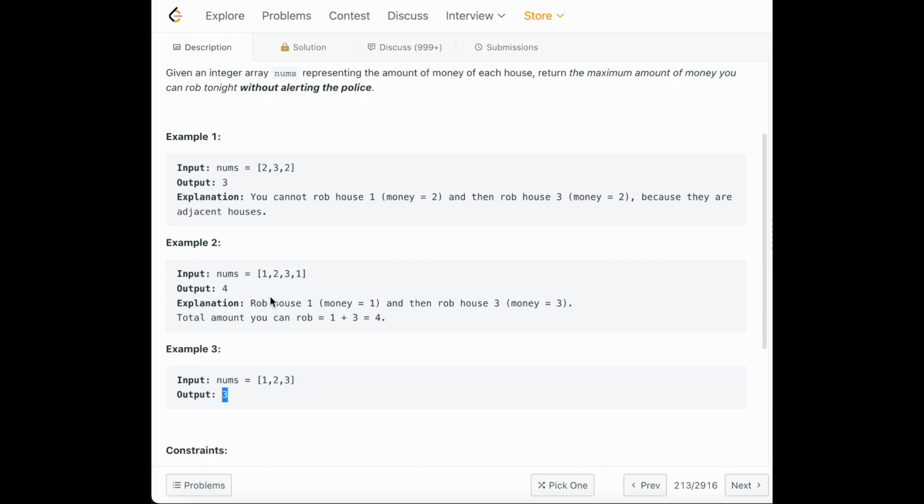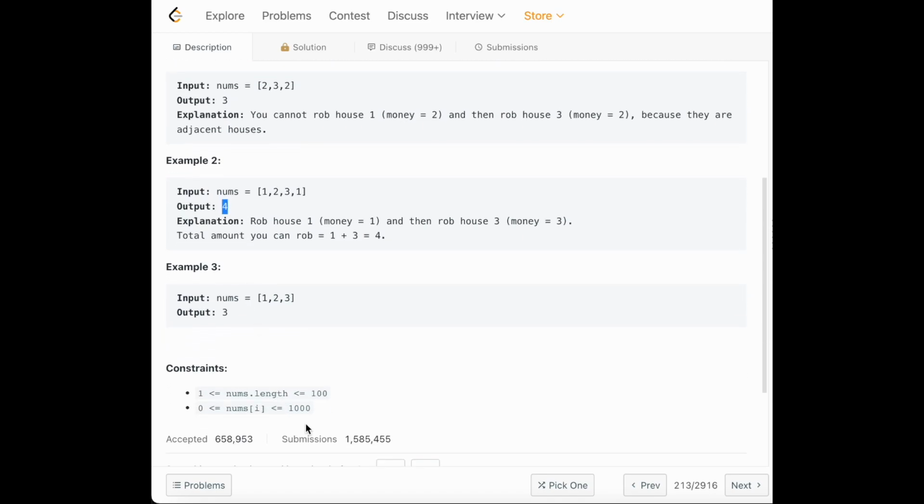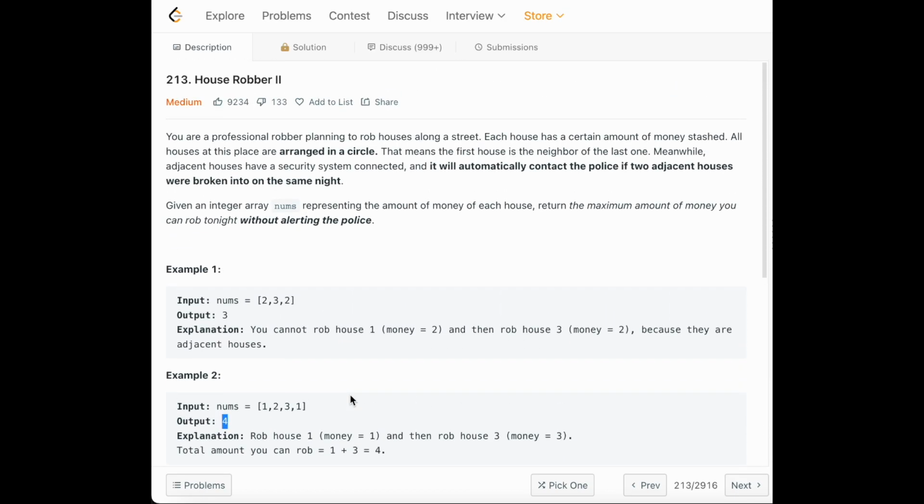Here in this case, we are going to rob the first house as well as the third house. That is going to result in 4, since this 1 and 3 are not adjacent to each other, and also they are not the first and last house, so these two houses can be robbed. So the maximum amount of money that can be robbed from these two houses is 4. The constraints are also going to be the same. Let's go into the explanation part of it.